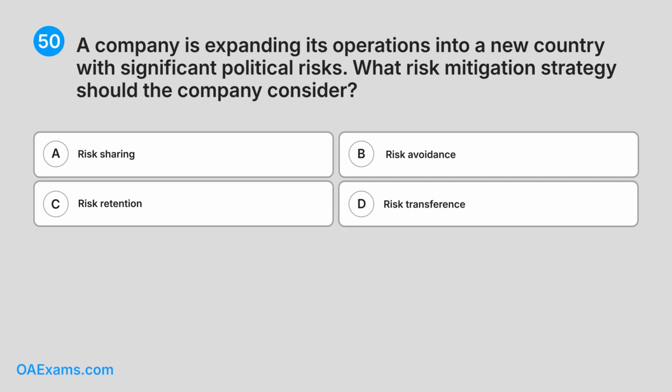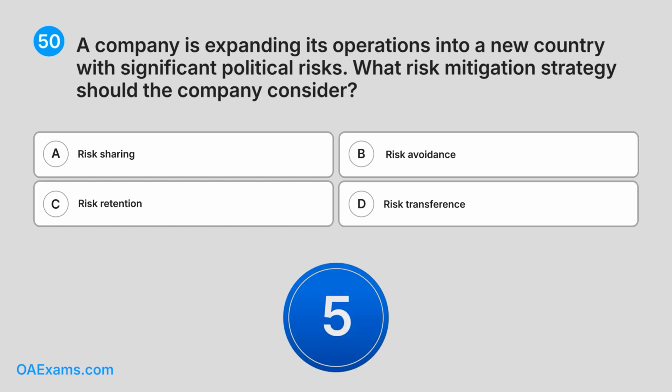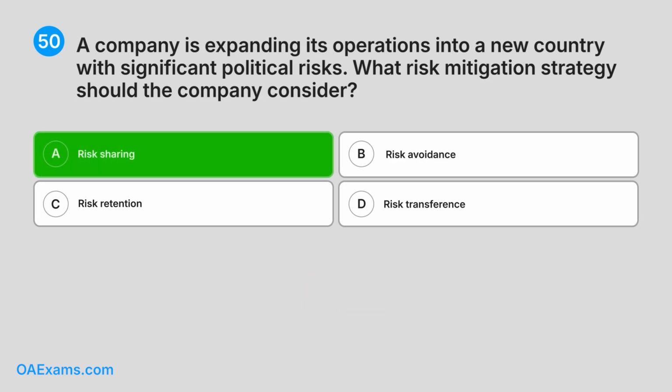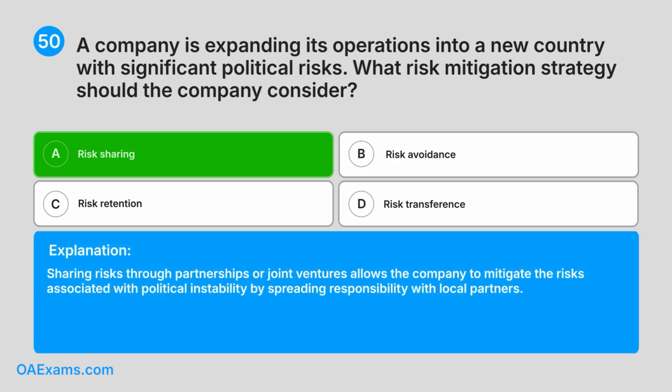50. A company is expanding its operations into a new country with significant political risks. What risk mitigation strategy should the company consider? A. Risk sharing. B. Risk avoidance. C. Risk retention. D. Risk transference. What do you think is the answer? Correct answer. A. Risk sharing. Explanation. Sharing risk through partnerships or joint ventures allows the company to mitigate the risks associated with political instability by spreading responsibility with local partners.